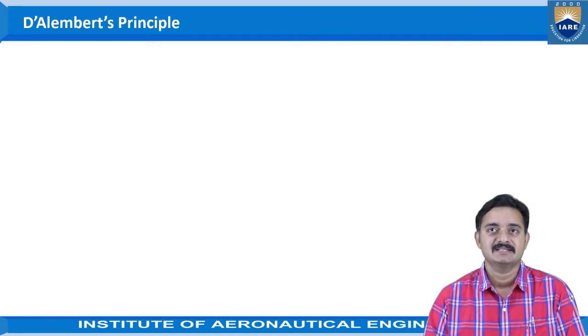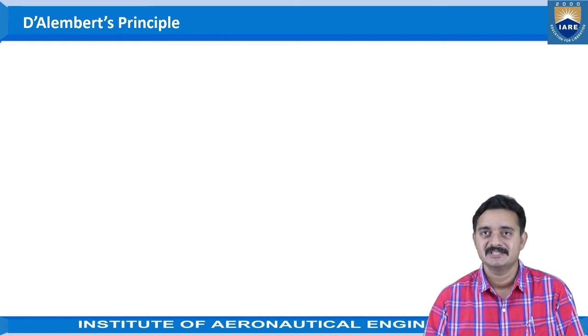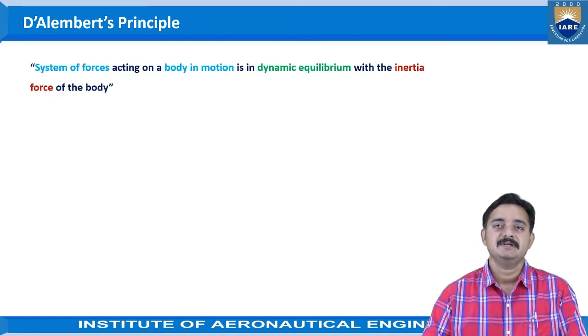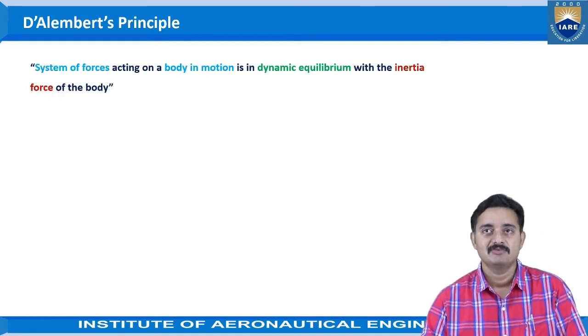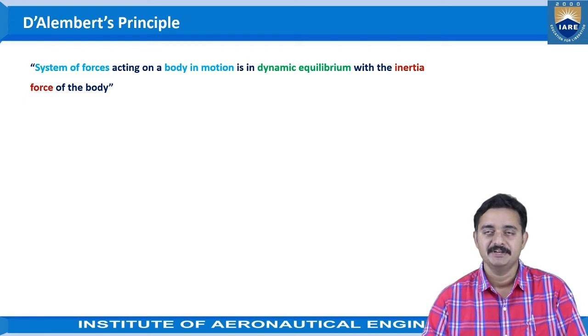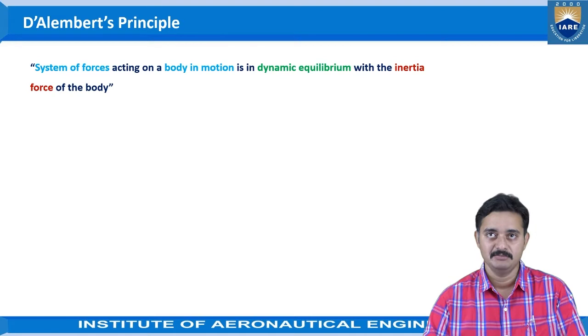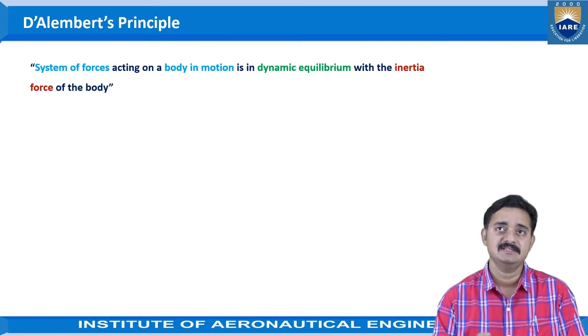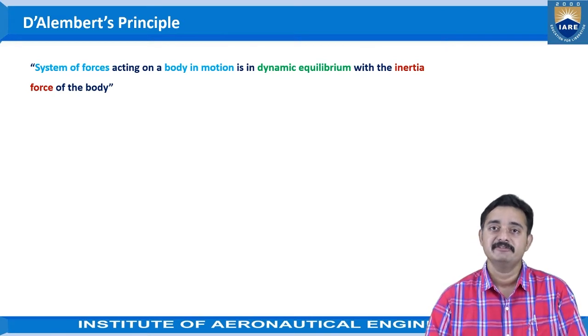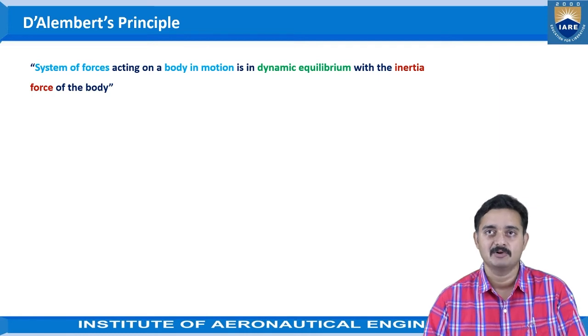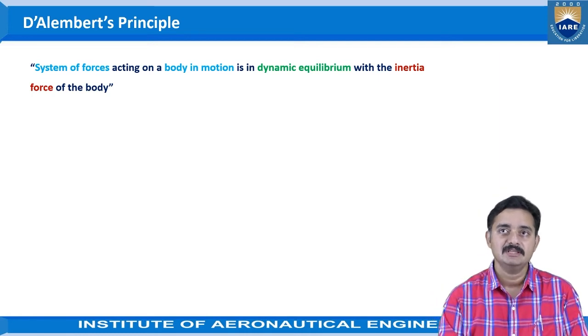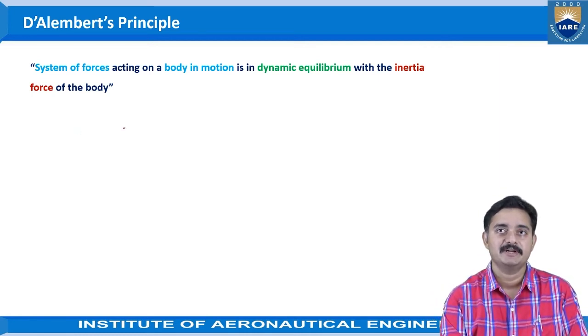So first let us understand what D'Alembert's principle states. The statement is: a system of forces acting on a body in motion is in dynamic equilibrium with the inertia force of the body. This is D'Alembert's principle, which we will use for solving kinetic problems. Right? So in the statement there are three important terms.